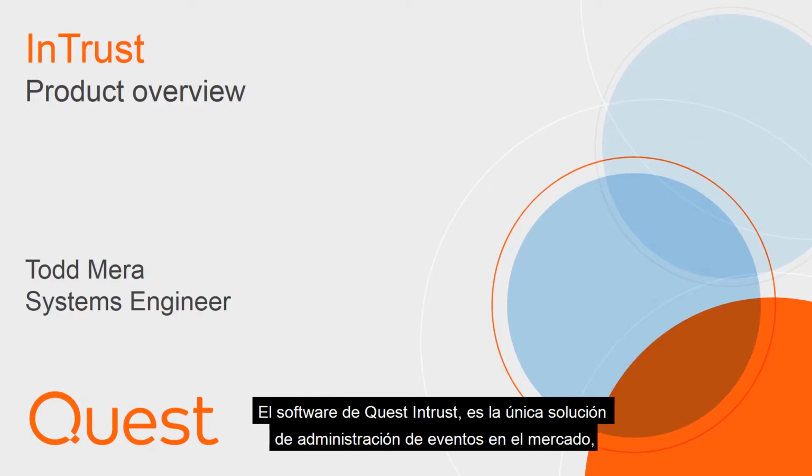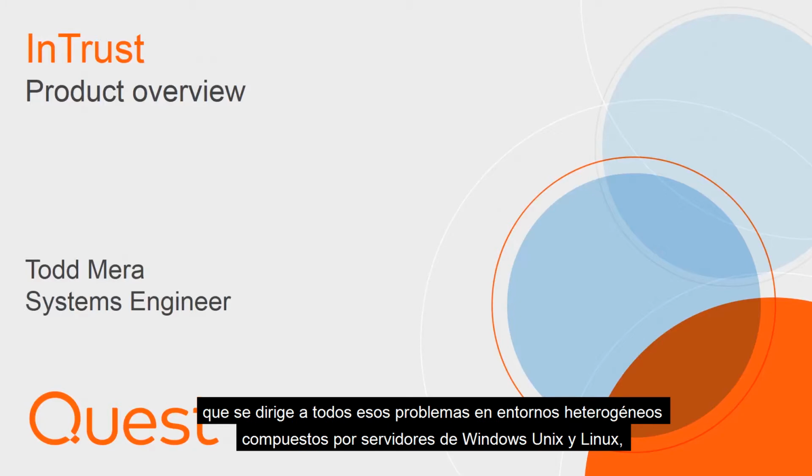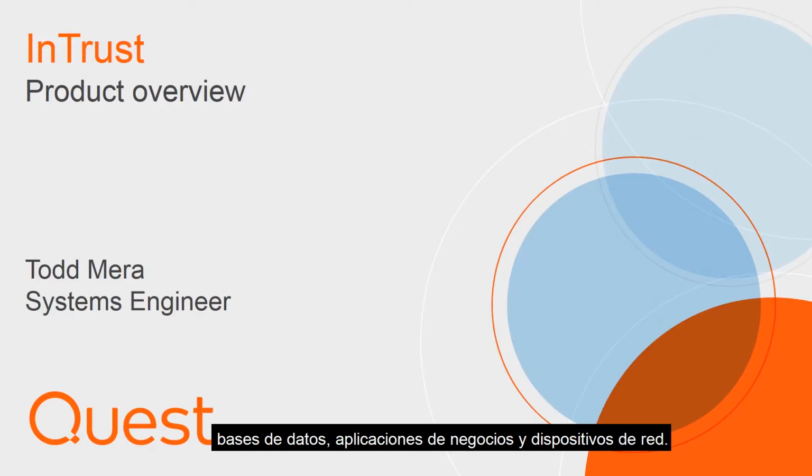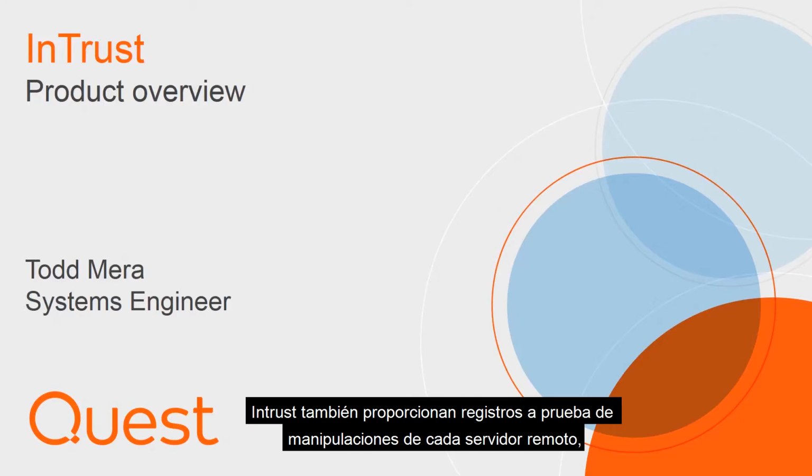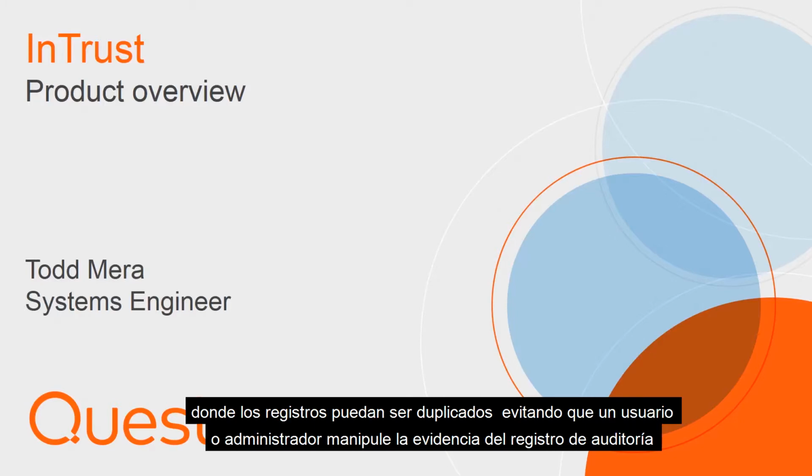Native tools are just not robust enough to handle the needs of the enterprise. Intrust from Quest Software is the only event log management solution in the market that addresses all of these concerns in heterogeneous environments composed of Windows, Unix and Linux servers, databases, business applications, and network devices. Intrust also provides tamper-proof logs on each remote server, where logs can be duplicated as they are created, preventing a rogue user or administrator from tampering with the audit log evidence.